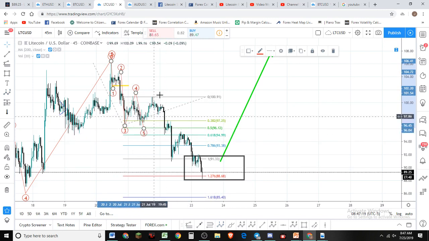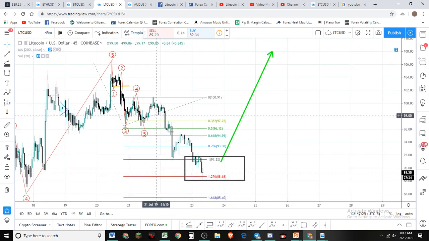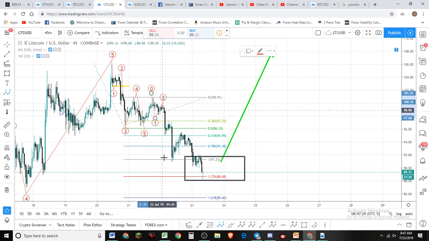There's three waves here in B. And now we need five waves in the C. The question is, do we have five waves in the C? Well, let's check it out. One, two. That whole thing is three, four, and five.